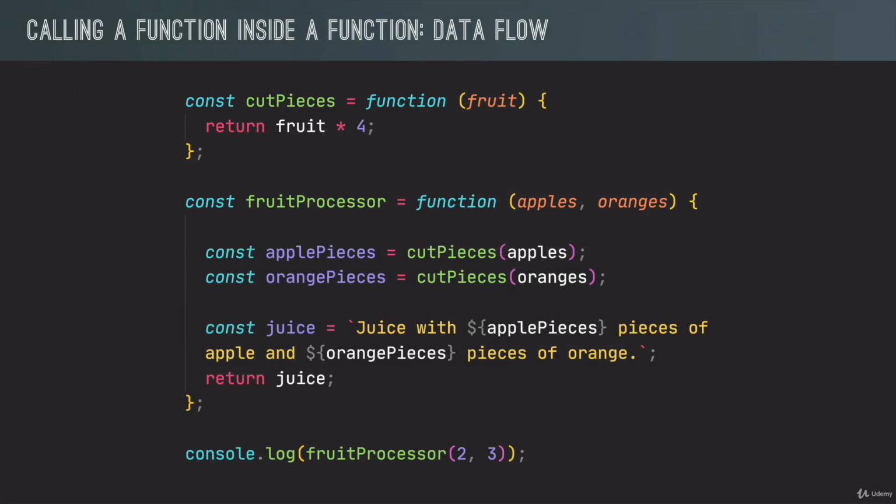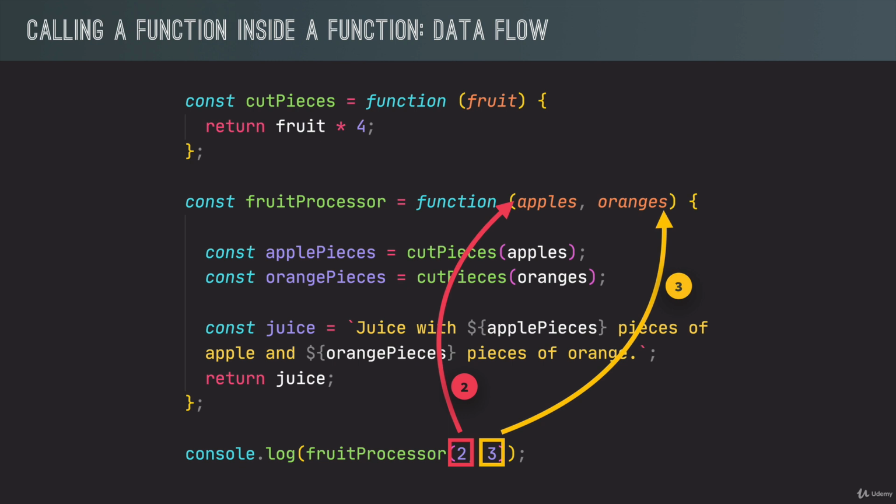So down here we are calling the fruitProcessor function with the arguments 2 and 3. And as we already know, this will then replace the apples parameter in the function with the number 2 and the oranges parameter in the function with the number 3. So that should be nothing new at this point, right? We are simply replacing the parameter placeholders with the actual values 2 and 3.